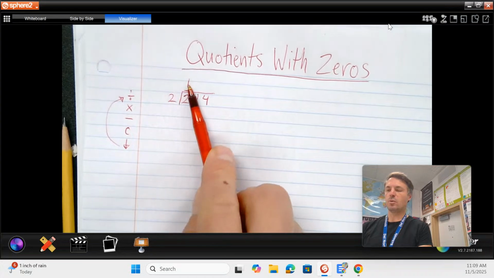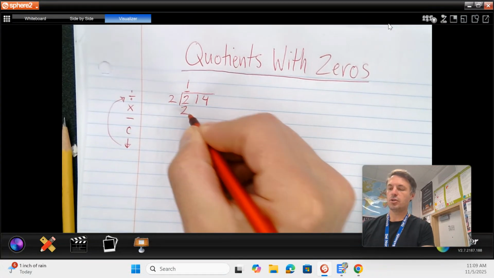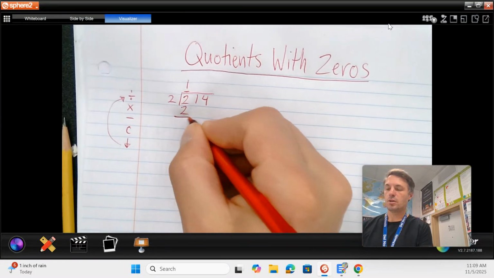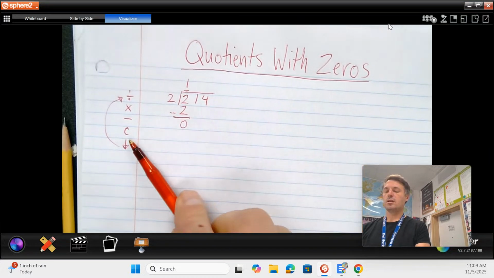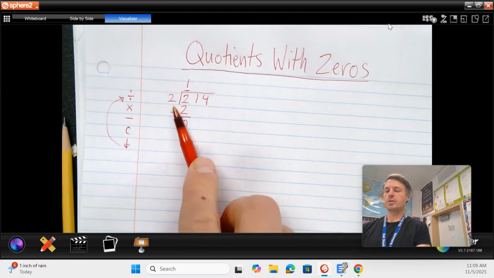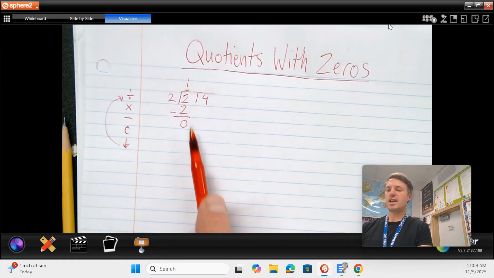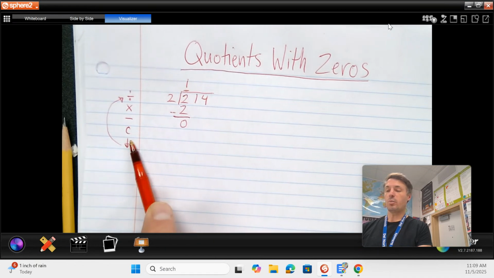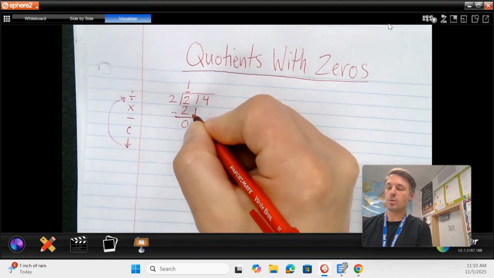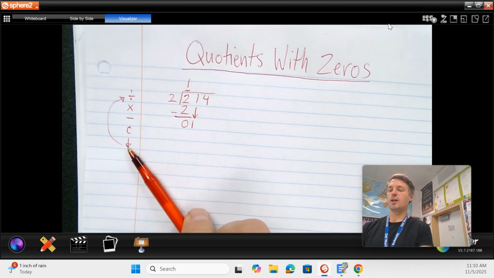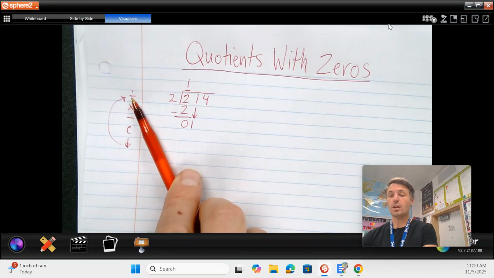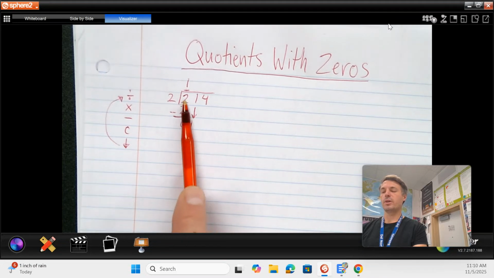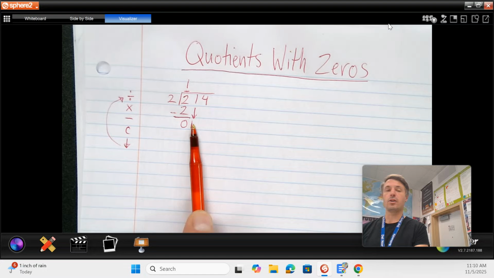Then we multiply. 1 times 2 is 2. Then we subtract. 2 minus 2 is 0. Then we compare. Is 0 smaller than 2? Since the answer is yes, it means that 1, that first part of the quotient, is correct. Then we bring down. We bring down this 1 next to the 0, and after we bring down, we go back to divide. Now, what do we divide? We divide the divisor into this new number that we've created here by subtracting and bringing down.